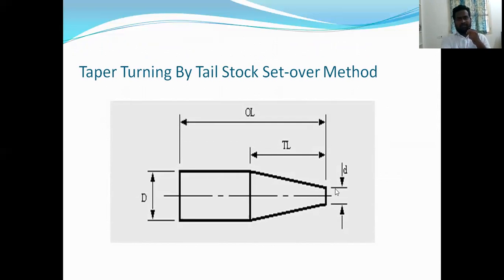Here it is having this taper shape. So this is the large diameter, capital D, and this one is the small diameter, small d. So this is the total length of the taper shape. This is the overall length of the workpiece. OL means overall length of the workpiece. TLL means taper length of the workpiece.